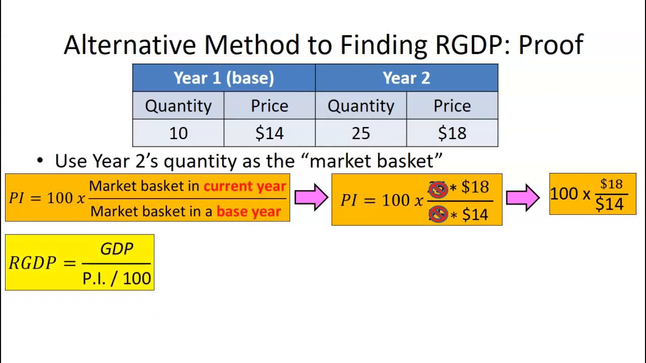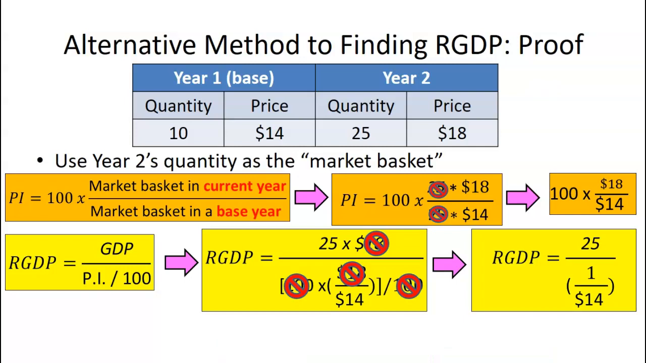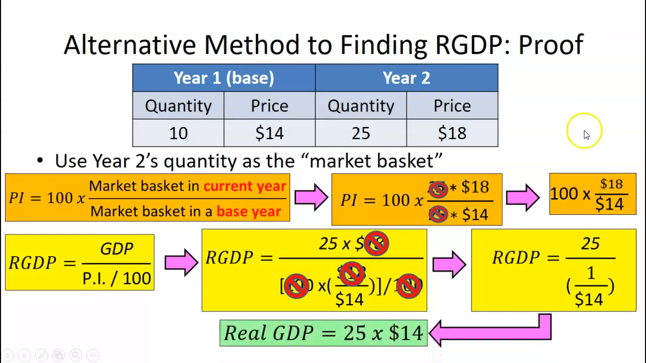So real GDP equals the nominal GDP divided by the price index in hundreds. So real GDP equals the GDP. If you're only given these two numbers, multiply them together is going to be your GDP. So that's where my 25 times my 18 goes. Times my price index, which I just did over here, so that's where I got this number over here. So let's kind of cross some things out. So the 18s cross out, the 100s cross out. So I go to real GDP equals 25 divided by 1 over 14. And I can rearrange that to be 25 times the base year price.